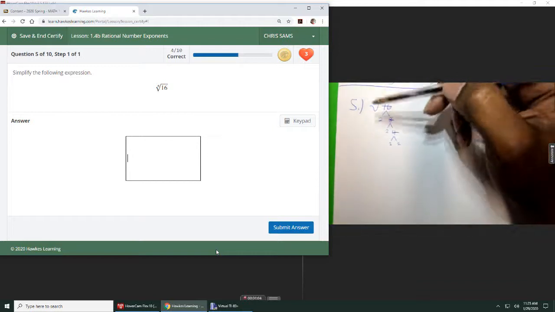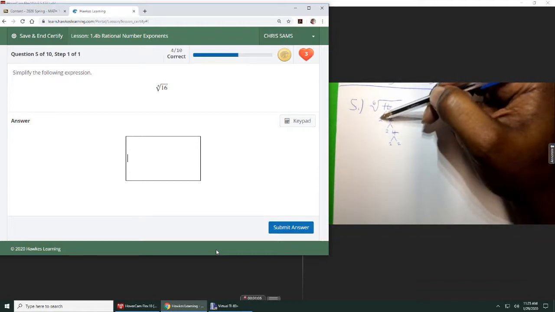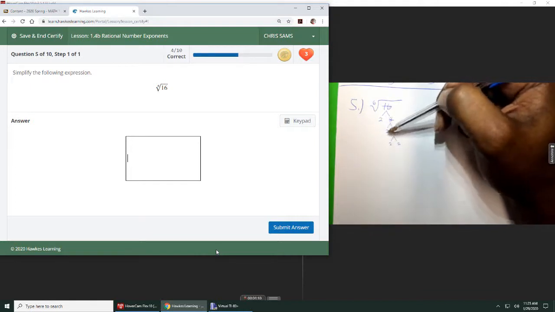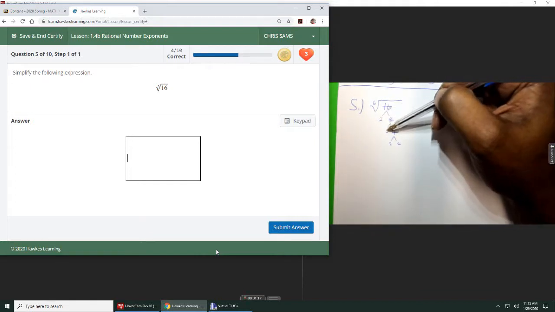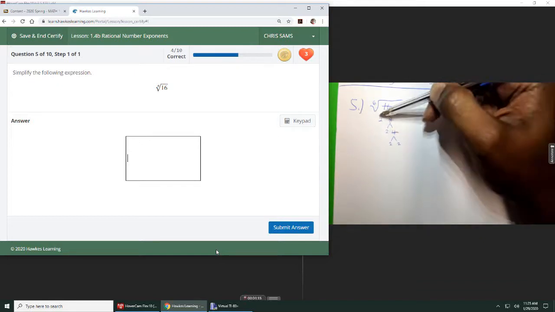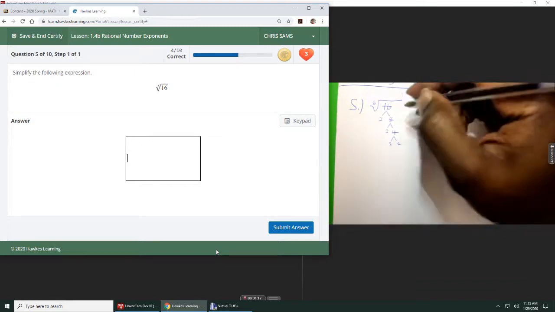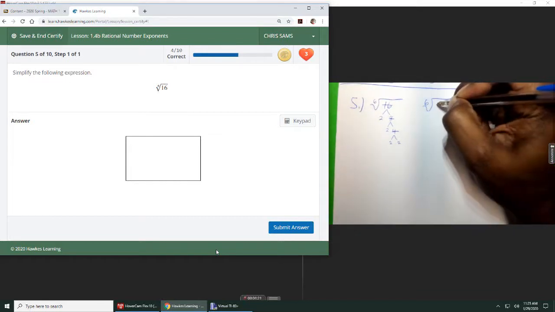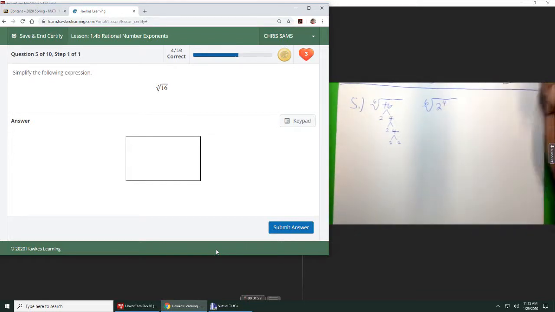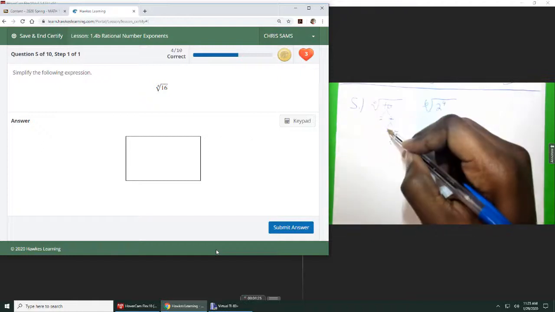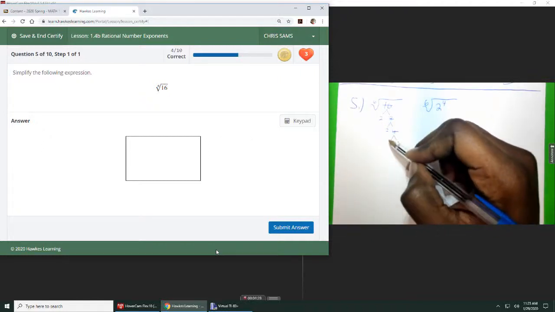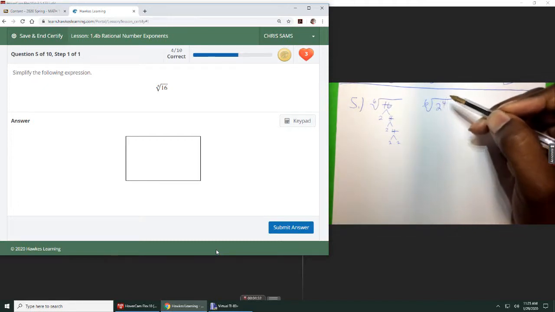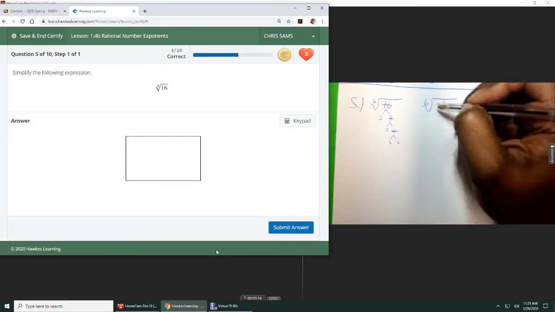We're going to rewrite 16 in terms of its prime factorization, which means taking all of these numbers and multiplying them together. 2 times 2 times 2 times 2, which is rewritten as 2 to the 4th. So I'm going to have this 6th root, and then 2 to the 4th power. Now if you do 2 times 2, you get 4. 4 times 2 is 8, and 8 times 2 is 16. So this is still 16. We've just rewritten it.